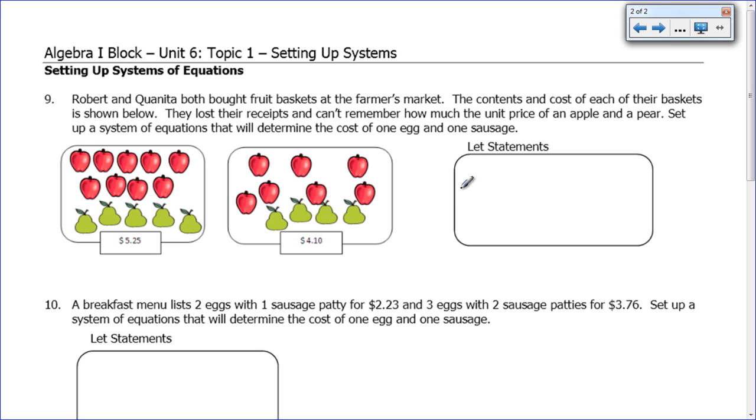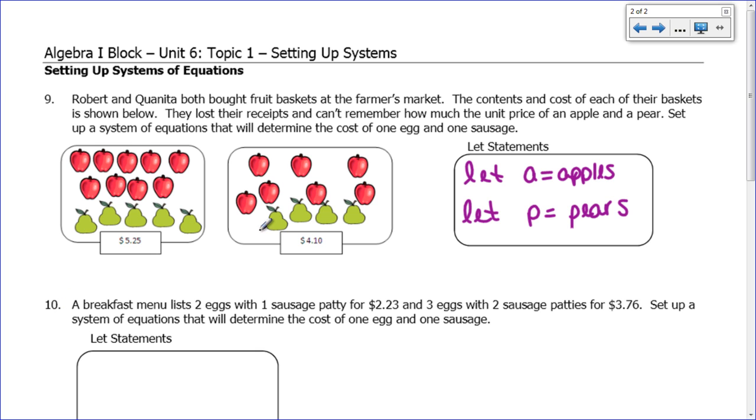Let statements. That's where you define your variables. I've got apples and pears, so my let statements, I'm going to say let A equal apples. This way, if I choose to use something other than A for apples and P for pears, I'll know which one stands for what. You always have to define your variables. So these are my two variables. A is apples, P is pears. If you wanted to use X and Y, that's fine by me. Just tell me which one is which.